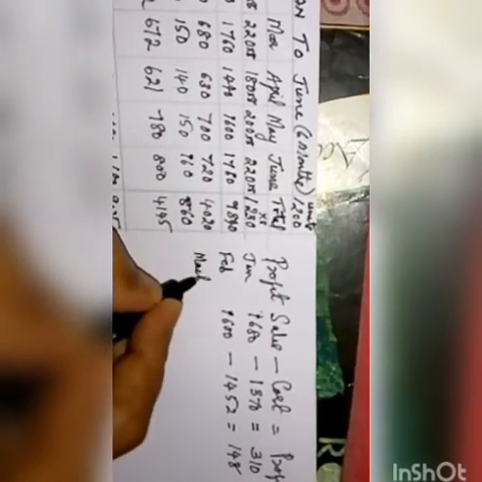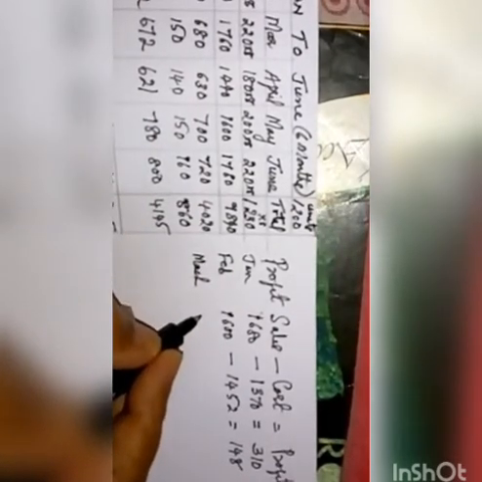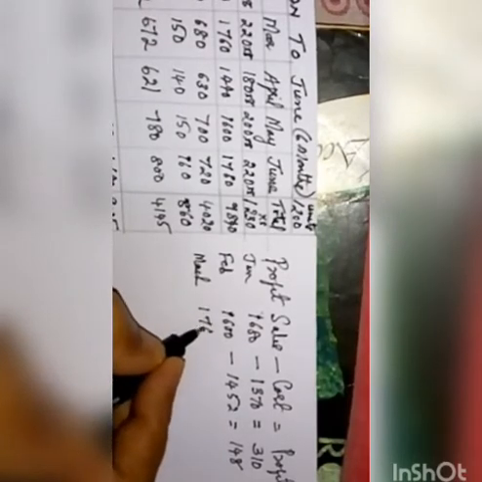March month sales is 1760 minus March month cost 1502, and the profit of March month is 258. April month we can calculate. April month sales is 1440 minus cost 1391, and the profit comes to 49.